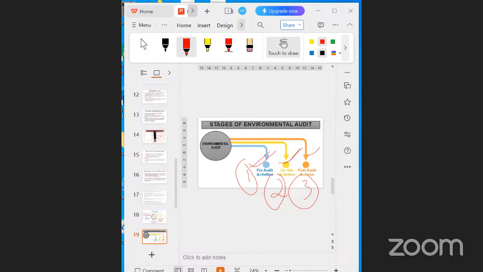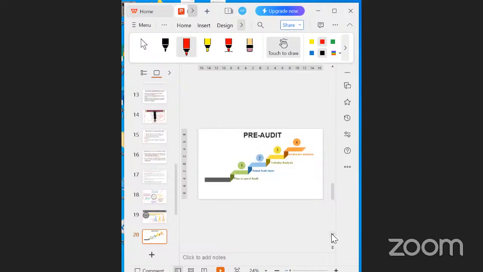Now, first we are going to the first one, that is pre-audit activities. Pre-audit activities means pre-visit data collection, right? In the pre-audit stage, we have 4 steps here. You see here, 1, 2, 3, 4. The first one is plan scope of audit, select audit team, industry analysis, and also involve the workforce.